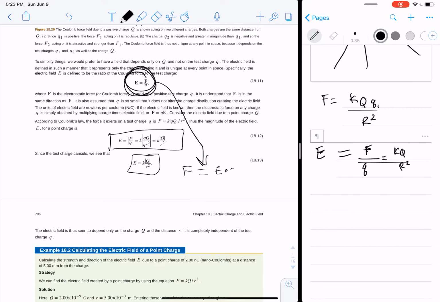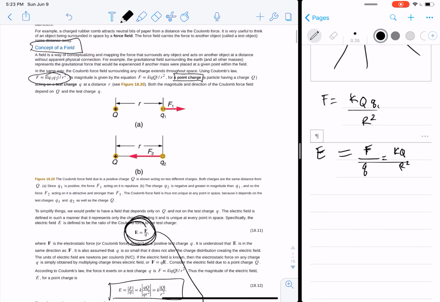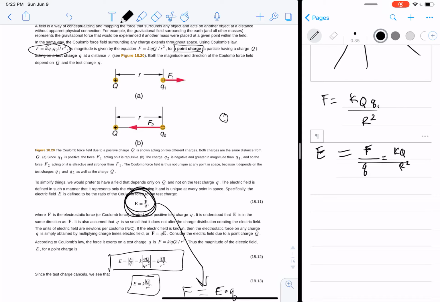Okay, so to recap, the electric field is just, we imagine a charge Q here, and then we imagine this field going out, so that whatever charge we plop somewhere around here, we can calculate the strength of the electric field at any of these points, because the electric field itself is defined only in terms of the charge of the main charge sitting there.